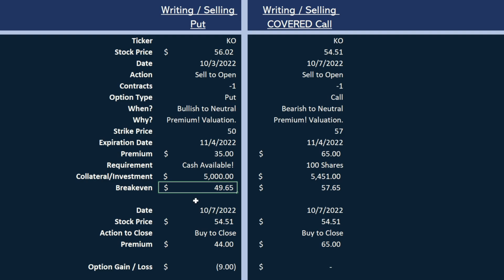This is how much we actually would say is our basis now in the stock, because we're going to be buying it for $50 a share, but we collected $35 total. And on a per share basis, that's 0.35. So if you take 50 minus 0.35, we get a break even of $49.65.